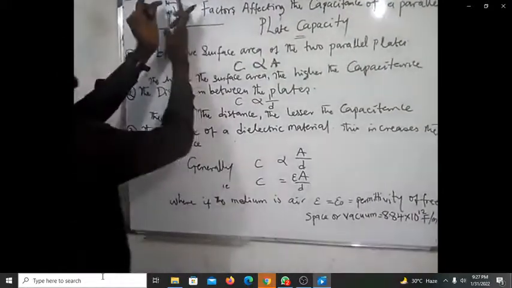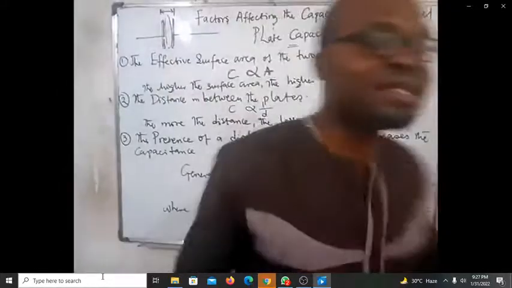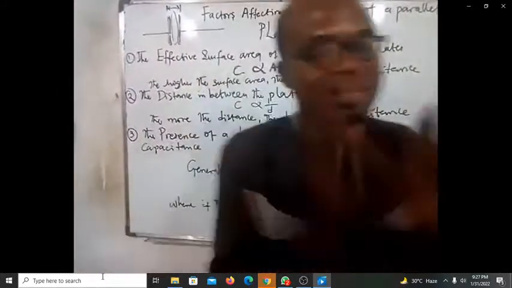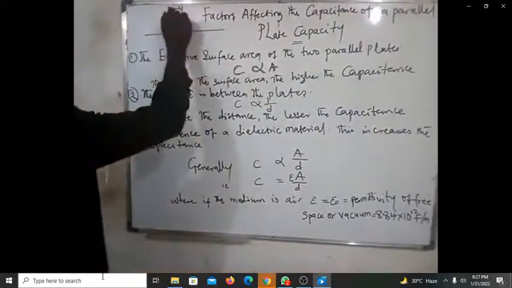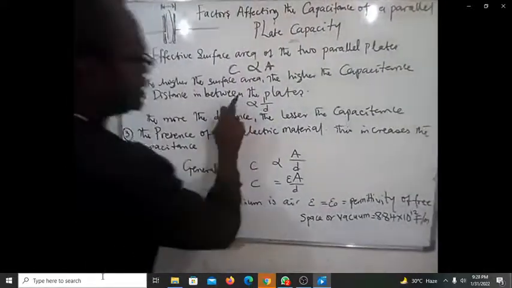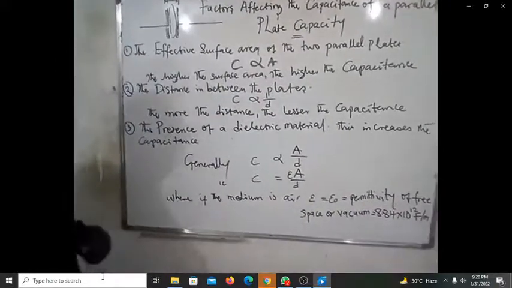So you have to make sure that the two plates are close to each other. Because if the distance is big, then the capacitance will be small. So make sure that you have this distance to be very small so that the capacitance will be large. So C is inversely proportional to distance D.